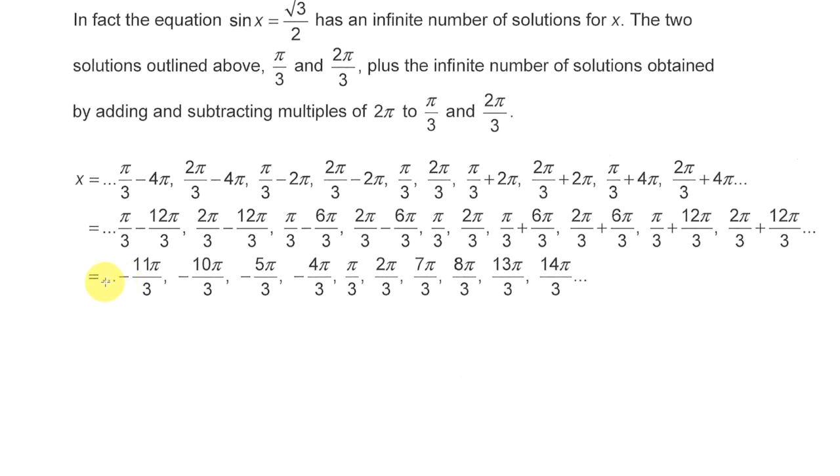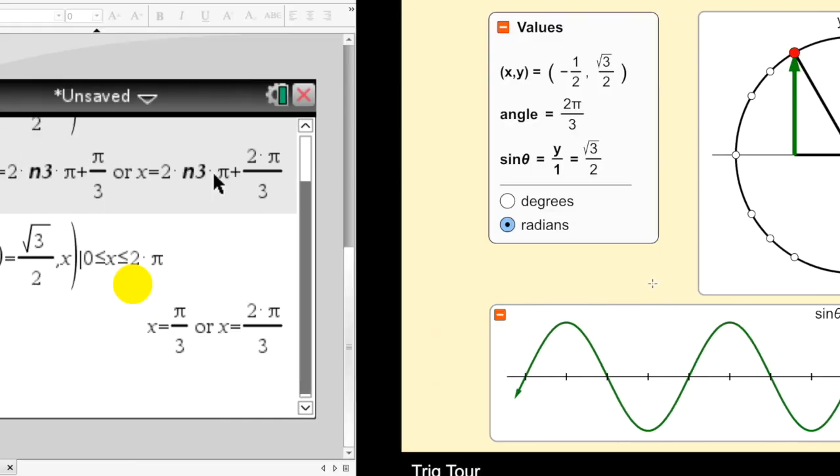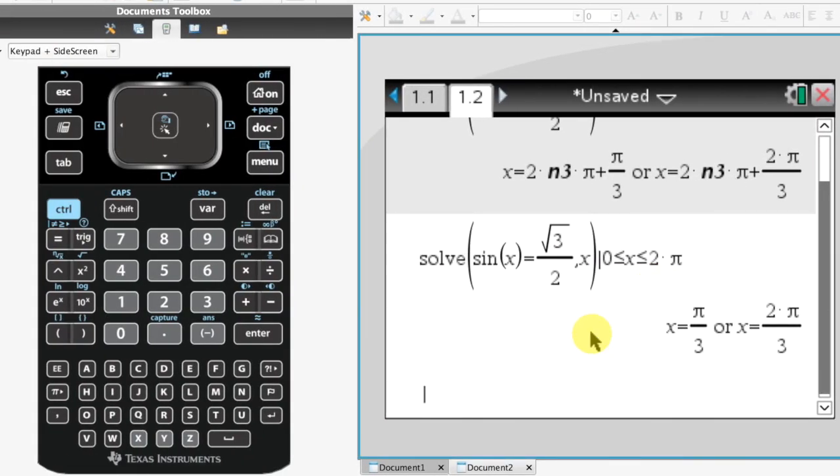And the dots show that there are infinite numbers of solutions because there's been no domain restriction. Whereas with my CAS calculator, when I put the domain restriction that X must be between 0 and 2 pi, then there are only two solutions which satisfy the equation.